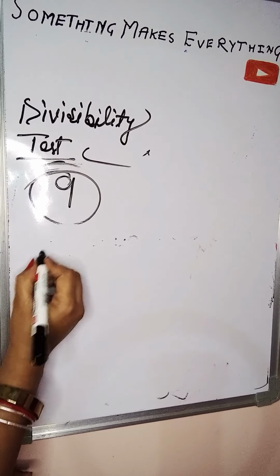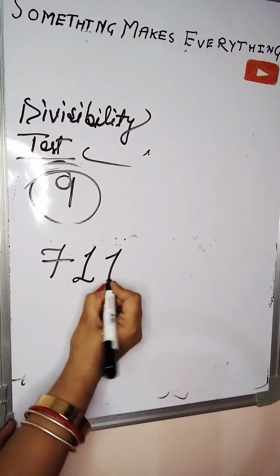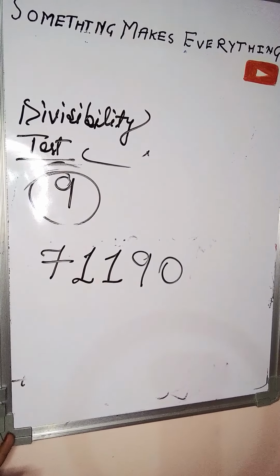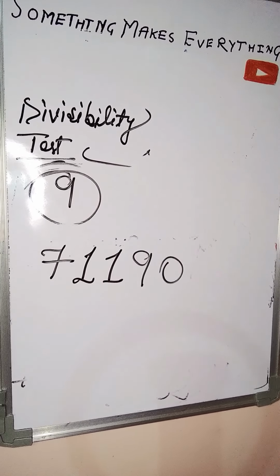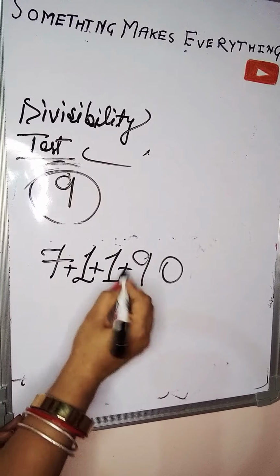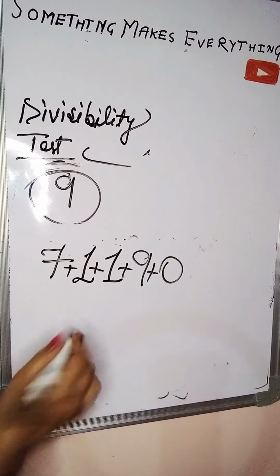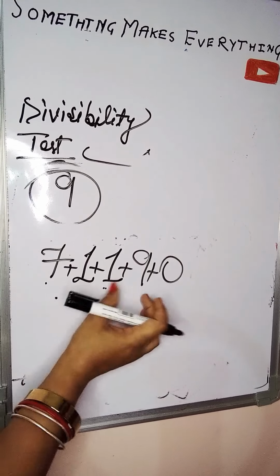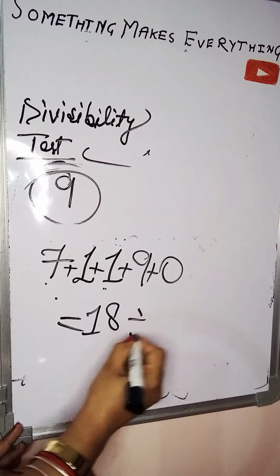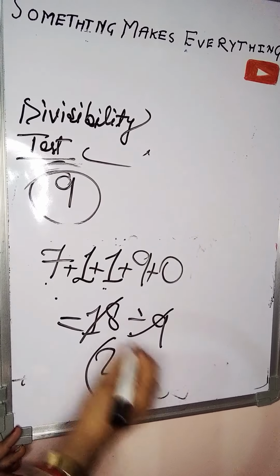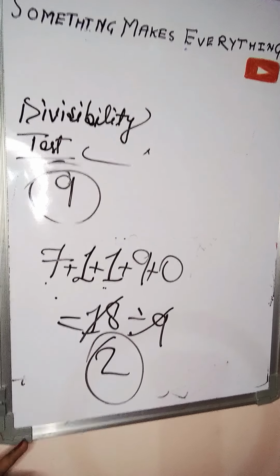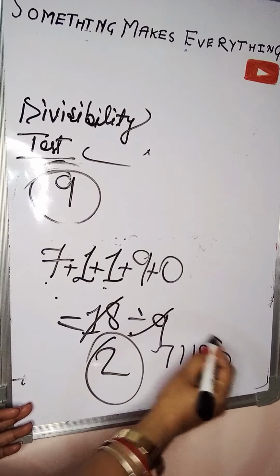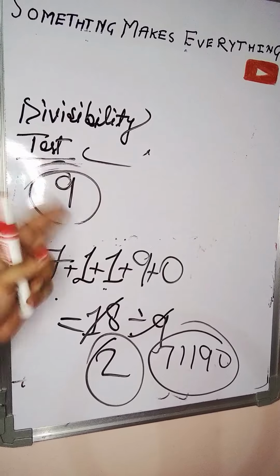One more number if you want to take, 71190. You don't know anything about this number. So how are you going to test? The same way that you do with the number 3. So 7 plus 1 plus 1 plus 9 plus 0, that will be 18 here. This is completely divisible by 9. Remainder has to be 0 for the divisibility test. So this number, 71190, will be satisfying the divisibility test here.